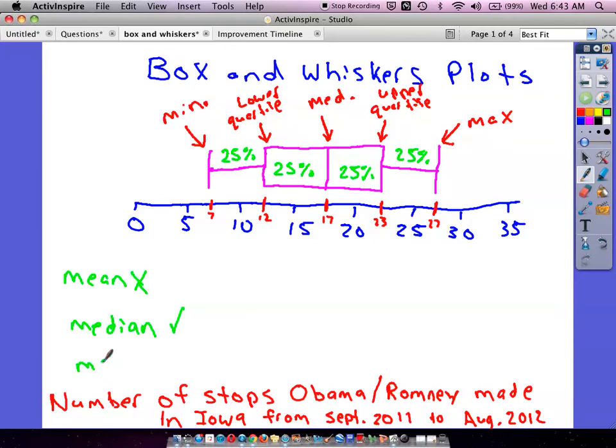The mode we can't find. We don't have all the numbers. If we had the entire list of numbers, we would be able to figure out which one happens the most. So that's out.